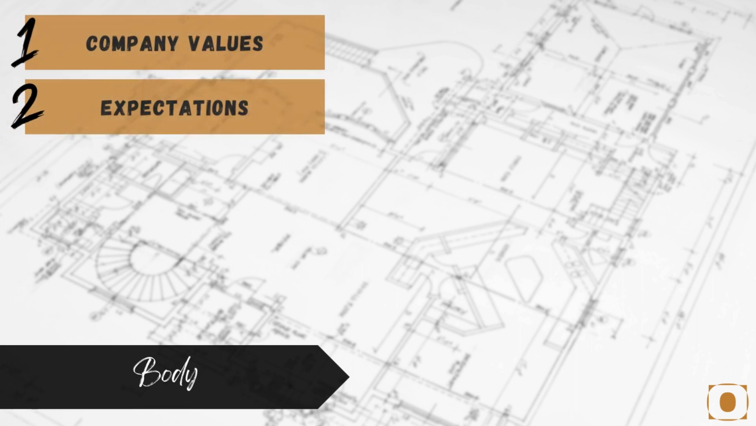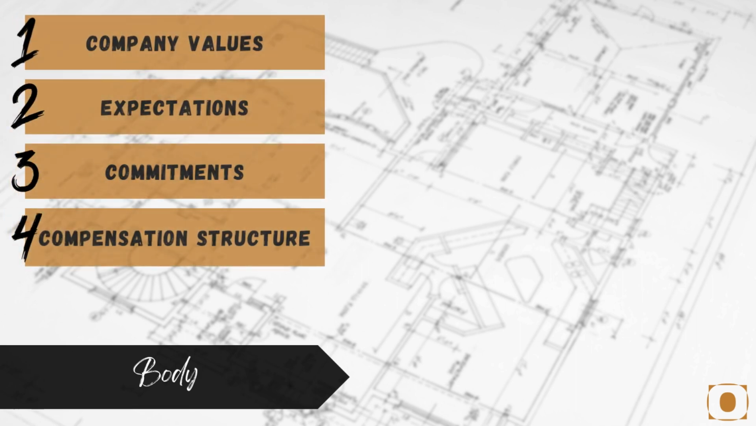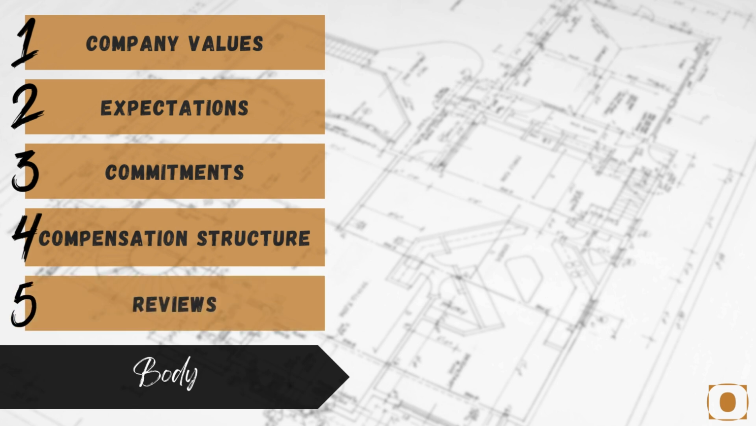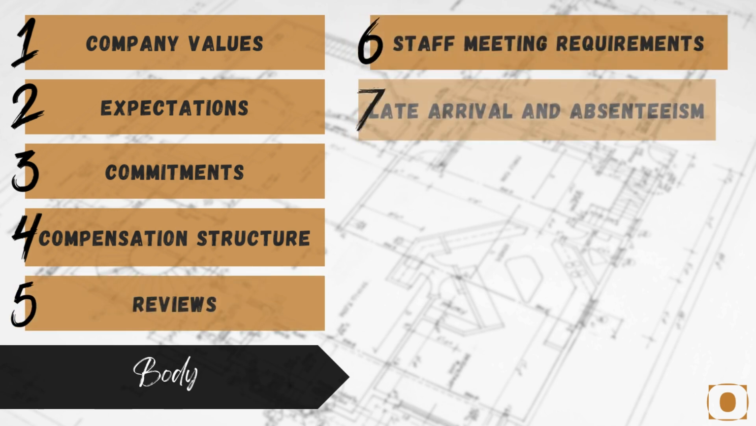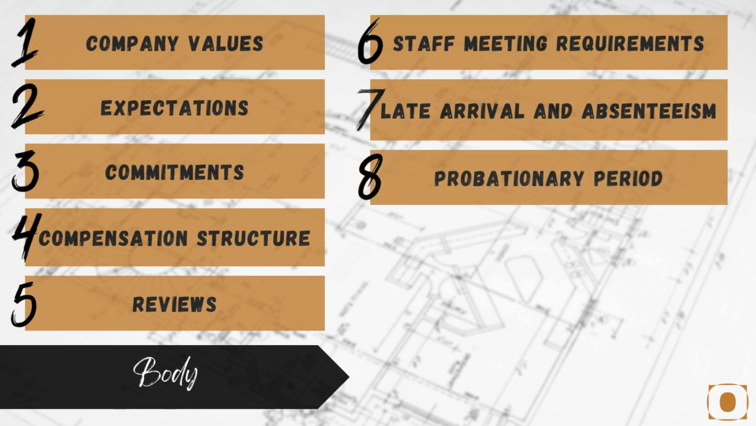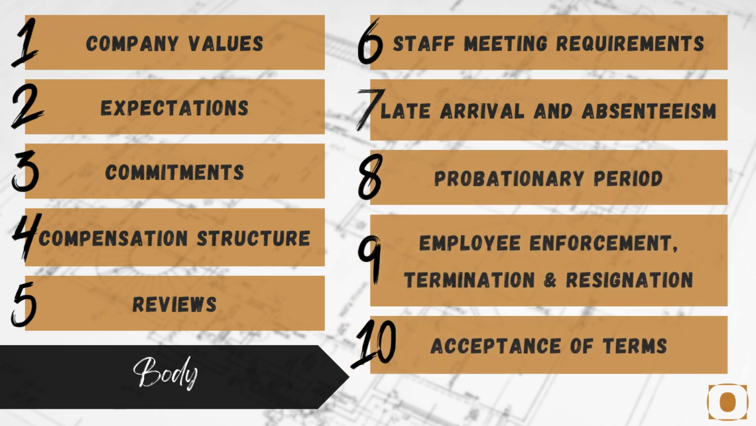You also want to have instructions on what the document represents and how to get through the document, such as: you go through each page and you read and understand, please initial each page. If you have any questions, please circle and bring it back to me for clarification. So here's what I put in the body of my employment agreements: the company values, expectations and commitments, the compensation structure, reviews, staff meeting requirements, late arrivals and absentees, their probationary period, employee enforcements, and acceptance of terms.